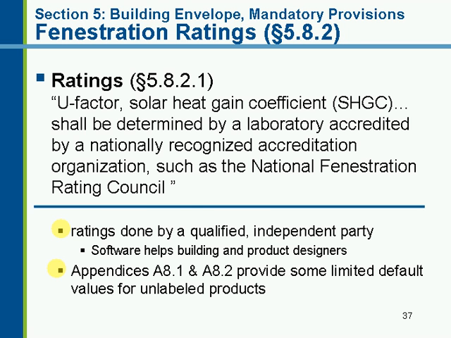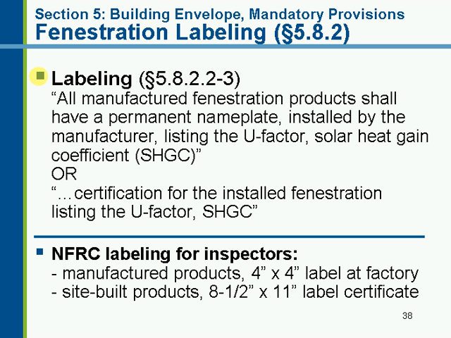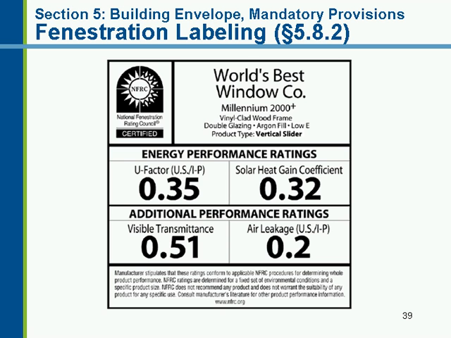There also is a requirement that products be labeled, either with permanent information which has the U-factor and SHGC, or by certification. There are two types of labeling that you would typically see as a designer or as an inspector. Manufactured products come with a 4x4 label, which is installed on the window, for example, at the factory before it leaves the factory. For site-built products, you get an 8.5-inch label certificate. And let me show you a couple of examples of those.